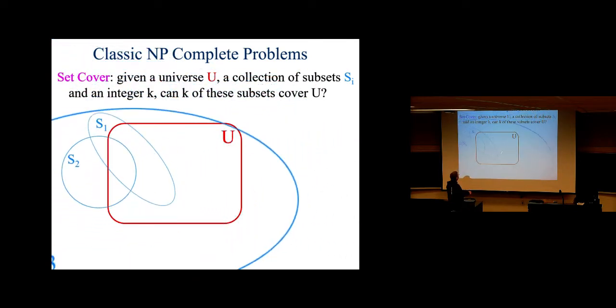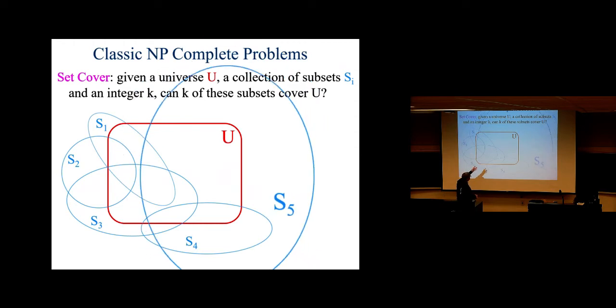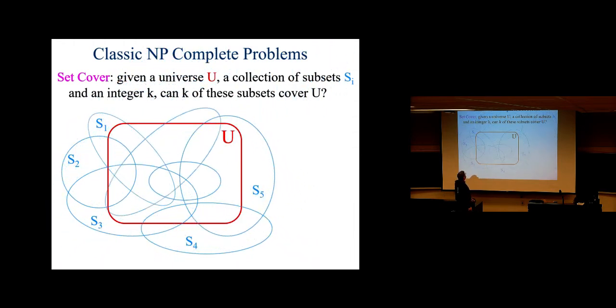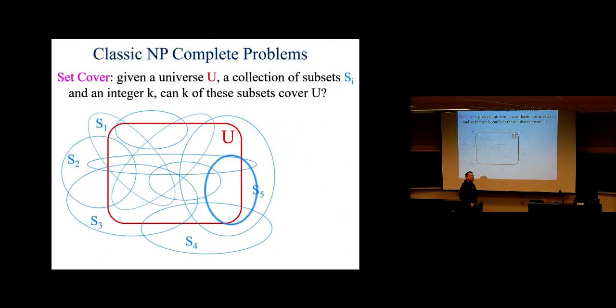I have a universe of elements, and I give you a bunch of subsets. I'm showing it abstractly here. And I ask you, is there some combination of subsets, say no more than 4 subsets, that between all of them cover the entire set U? It's NP-complete. The set cover problem.